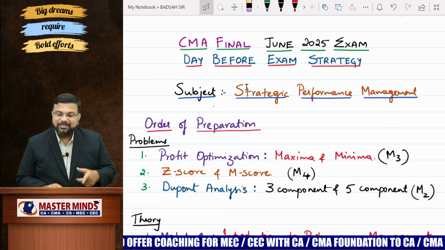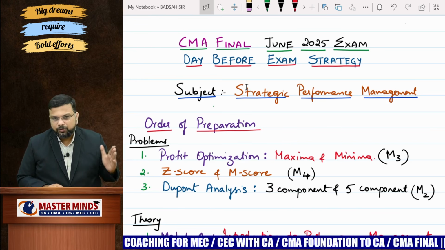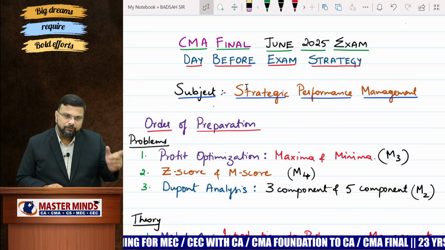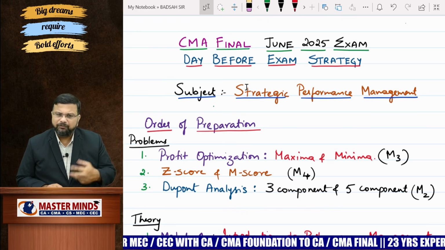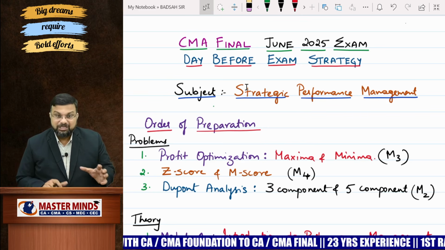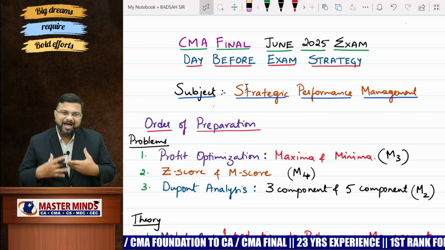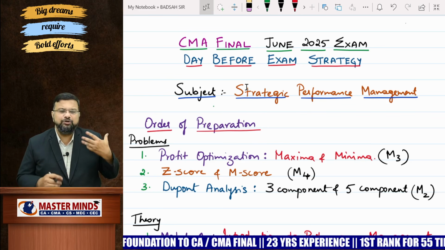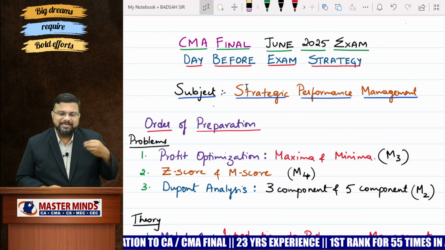Next, once it is completed, go through Z score and M score there in module 4 and also in our Masterminds material. Very few problems are there, but when it comes to Z score and M score, the key aspect is the formula. If you're able to reproduce the formula as it is, you just need to simply substitute the values that are given in the question. 7 marks in your pocket.